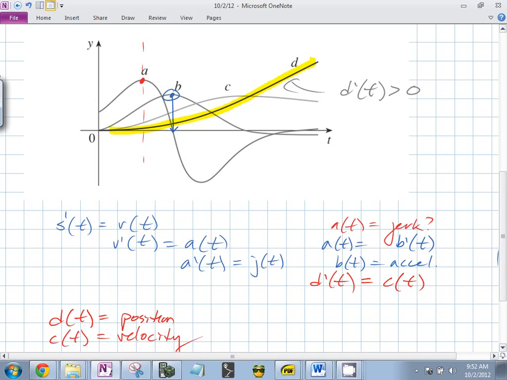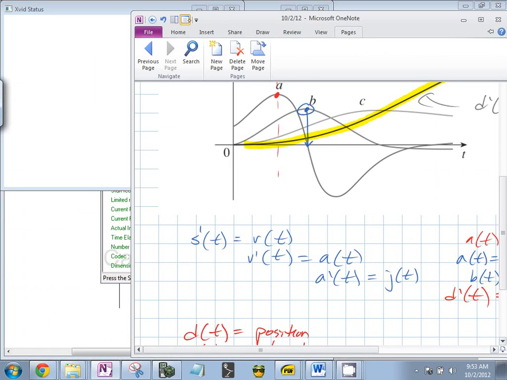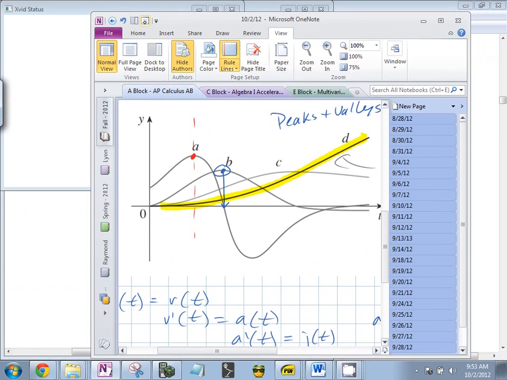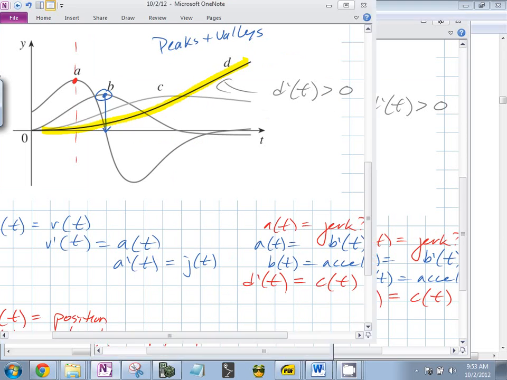But we started by looking at the peaks and valleys. Peaks and valleys. Oh, dang it. Sorry. There we go. Peaks and valleys. There it is. Nice.